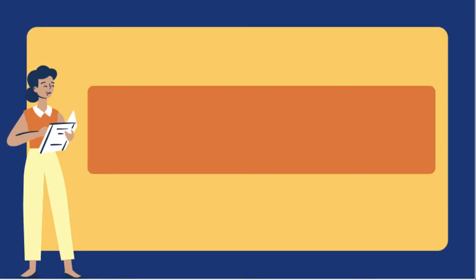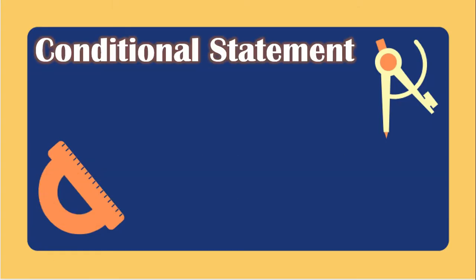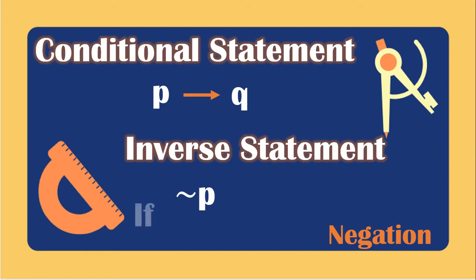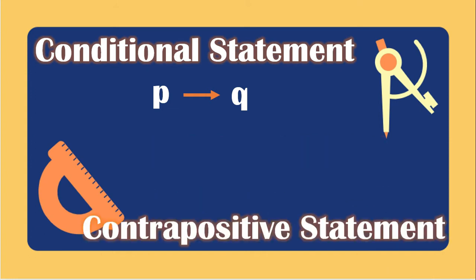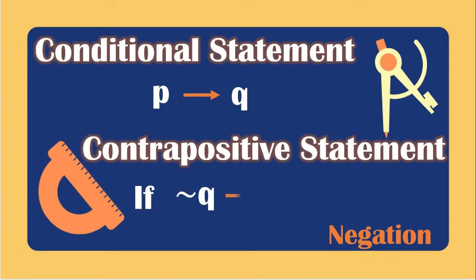Let us now move on with the third and fourth kind of statement, which are the inverse and contrapositive statements. In the conditional statement, P implies Q, or the hypothesis implies the conclusion. While in the inverse statement, it is the negation of the conditional. We will have not P in the if part, and then it will imply not Q in the then part. And for the contrapositive statement, we will have still the negation of the Q in the if part. It will imply the negation of P, which is the hypothesis, in the then part.